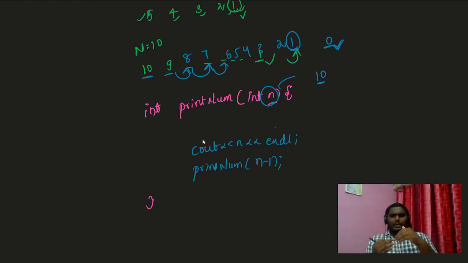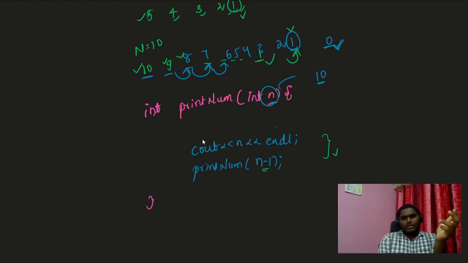So until your n is greater than or equal to 1, you need to do this task, right? Everyone agrees. So think. First you will be doing 10, then 9, then 8. Whenever you reach n equal to 1, you will print that, and your n will become 0.